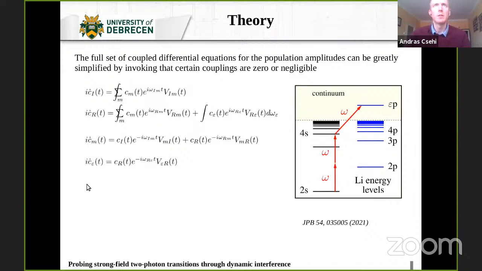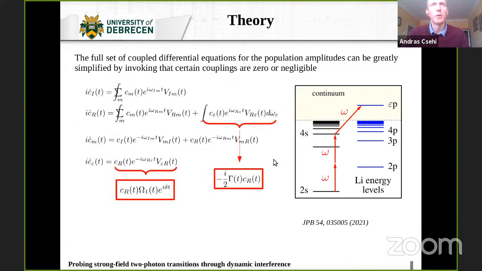And this is a much more simple form of the equation, which can be further simplified by invoking certain approximations known from the literature. For example, the so-called local approximation. In that approximation, we can substitute this term by this lossy term here, where gamma is the rate for the ionization. So it describes the population loss of the R state. Or by invoking the rotating wave approximation, we can simplify this term here. Here, omega 1 is the one photon Rabi frequency, basically coupling to the continuum.